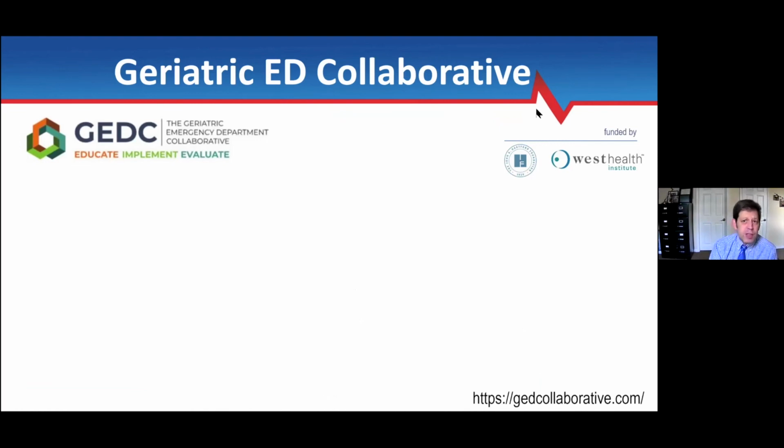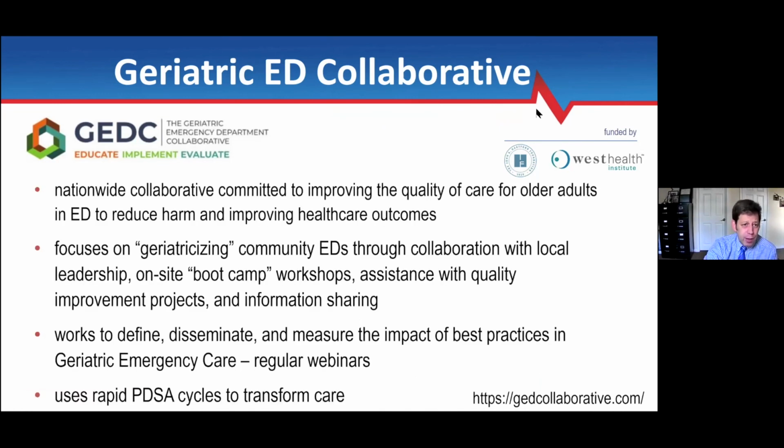Since then, funded by the John A. Hartford Foundation and the West Health Institute, the Geriatric Emergency Department Collaborative was developed. This is a nationwide collaborative committed to improving the care of older adults in the ED to reduce harm and to improve healthcare outcomes. It really focuses on geriatricizing community ERs through collaboration with local leadership, on-site boot camp workshops, assistance with quality improvement projects, and information sharing. It works to define, disseminate, and measure the impact of best practices in geriatric emergency care.